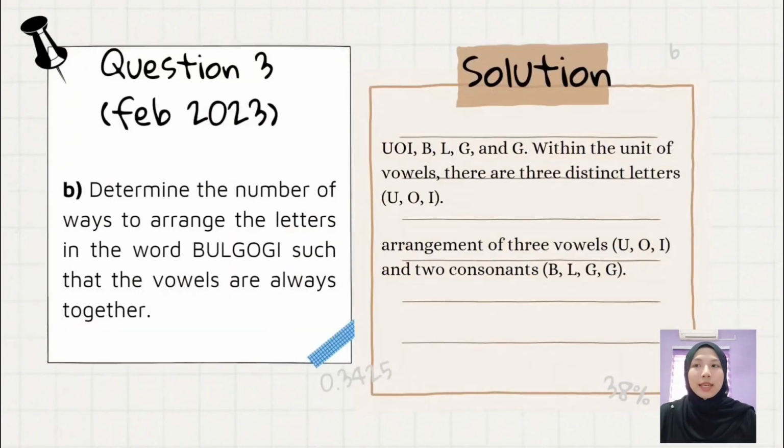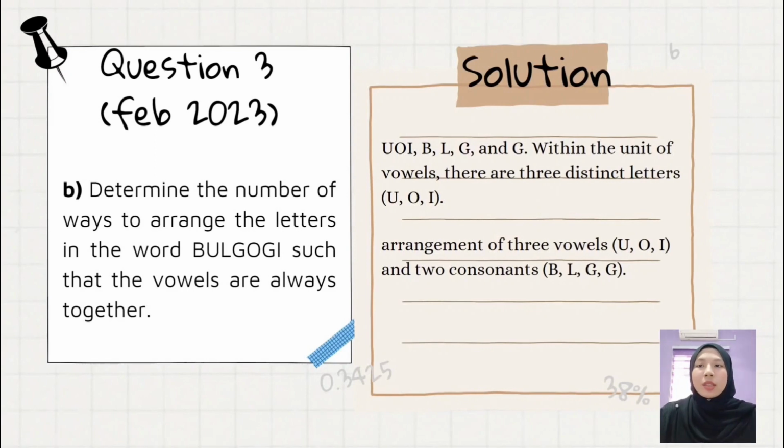The next question is, determine the number of ways to arrange the letters in the word bulgogi such that the vowels are always together. So, to determine the number of ways to arrange the letters in the word bulgogi, we can treat the block of vowels U, O, I as one unit. So now we have 5 distinct units, which are U, O, I as one unit, B, L, G, and G. Within the unit of vowels, there are 3 distinct letters, which are U, O, I.